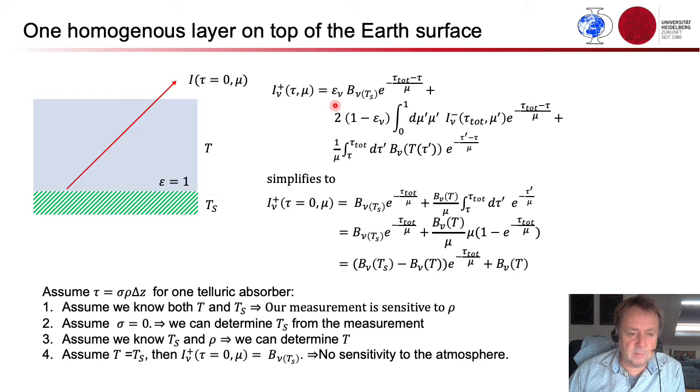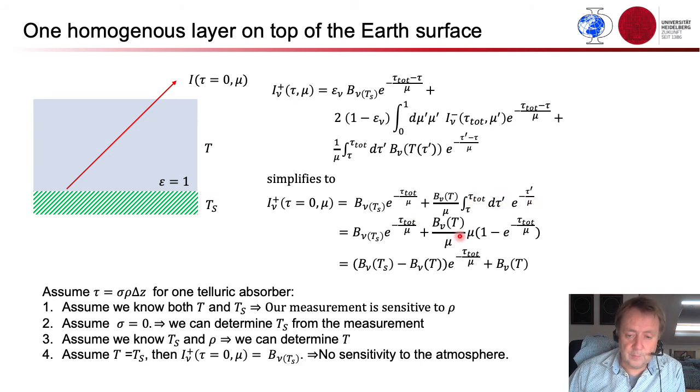Then we can use the emissivity to be 1, which means that the second term becomes 0, and then we have to calculate the integral in the third term. So what we have is that at top of atmosphere we have the Planck radiation of the surface times the transmission function plus the Planck radiation of that layer. It's a homogeneous layer, that's why we can write it in front of the integral divided by mu, and then the integral over tau of the transmission function, and that is straightforward to calculate.